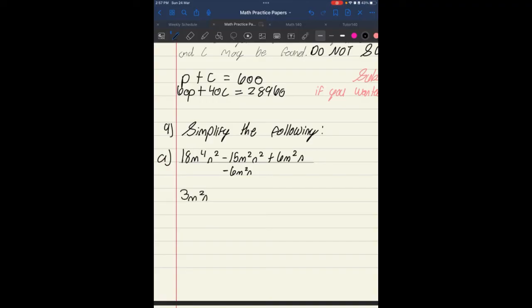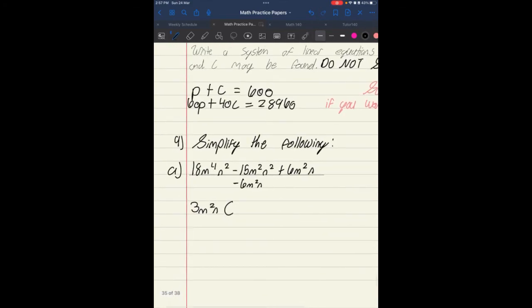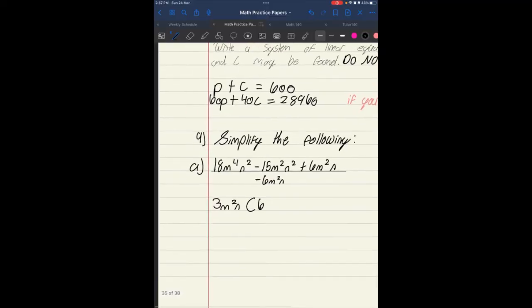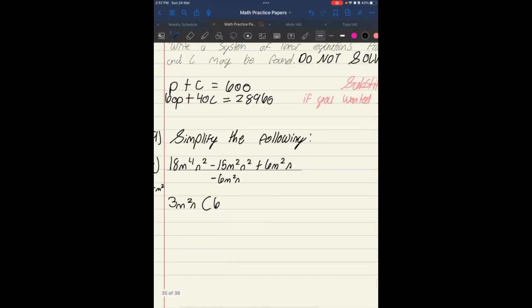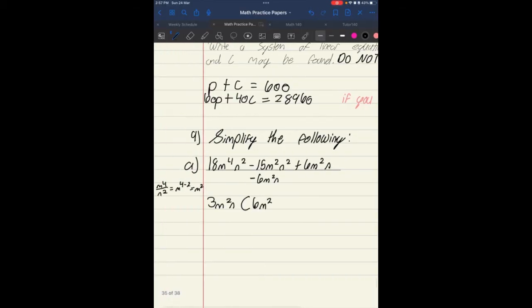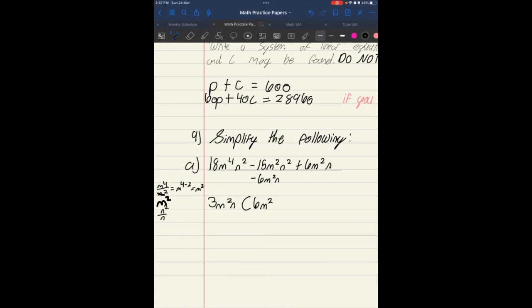3m squared n. When we factor 3m squared n from this, we're left with 3 divided by 18. 18 divided by 3 is 6. m to the power of 4 divided by n squared, that's equal to m to the power of 4 minus 2, which is m squared. So we're just left with m squared, and same for n, so that's n squared over n, that's equal to n to the power of 2 minus 1, which is just n, right?